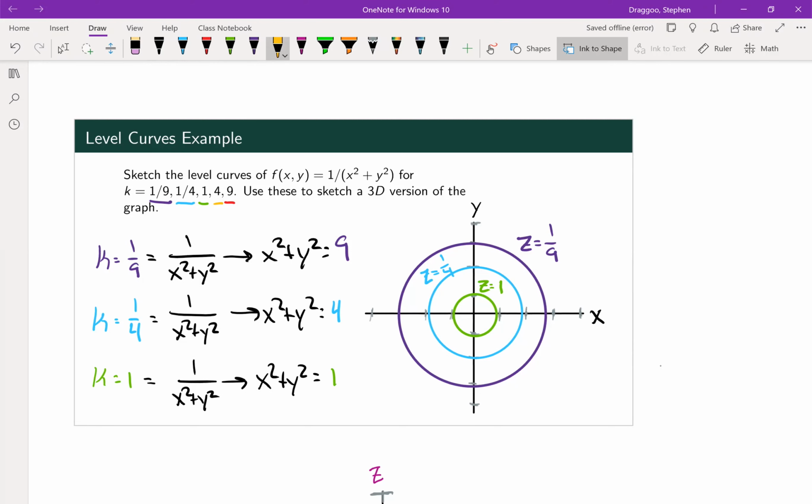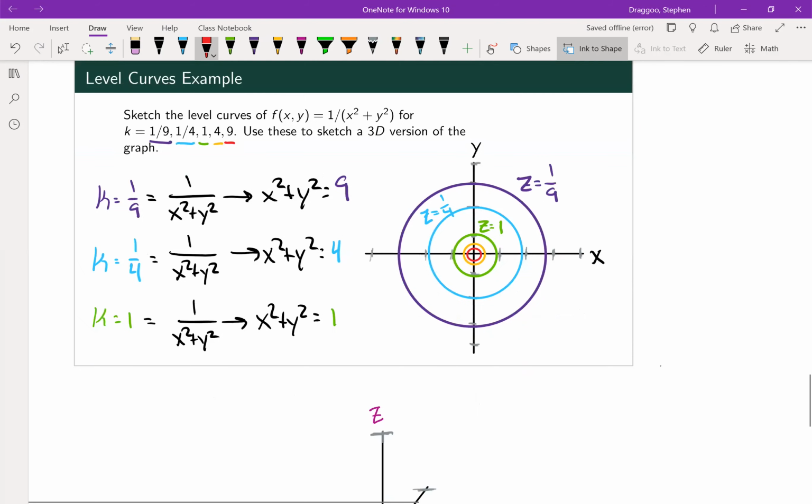If I did the orange or yellow circle, this will be a circle with a radius of 1/2, so it'll fit even inside that green circle. If k is 9, we have a circle of a radius of 1/3, so if it's about in there. And those last two circles each correspond to a height of 4 and 9. So we go 4 units up the z-axis to get to that yellow circle, and then 9 units up the z-axis to get to that red circle. So the smaller our circle gets, the higher up the z-axis we're rising.